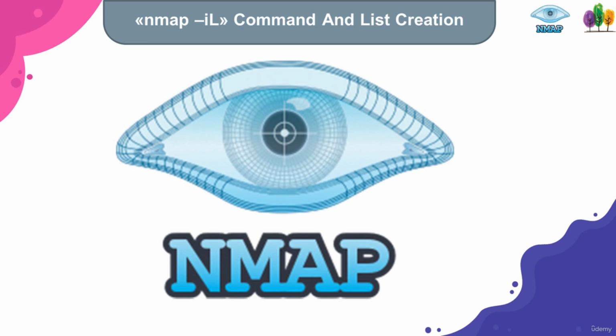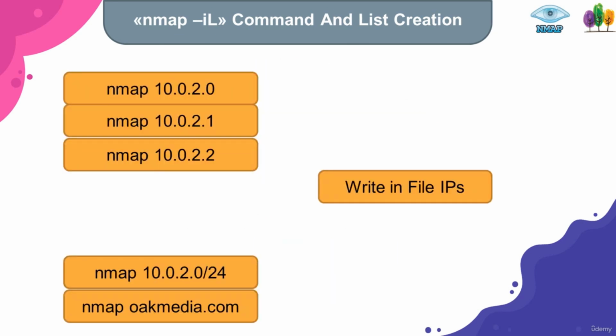Nmap, command, and list creation. So we've already seen that certain IPs can be scanned with the command nmap IP1, IP2, IP3, right? Similarly, instead of typing these IPs in a single line, we can write them to a file and scan from line to line with nmap. So this gives us an enormous amount of flexibility when scanning. The file can contain an IP, subnet, or web address. They can be all found together or individually.